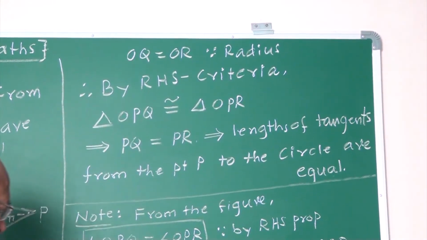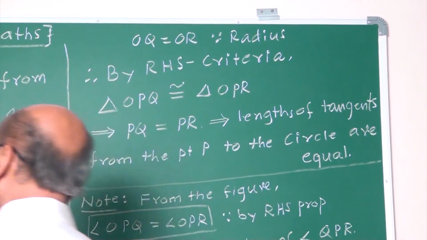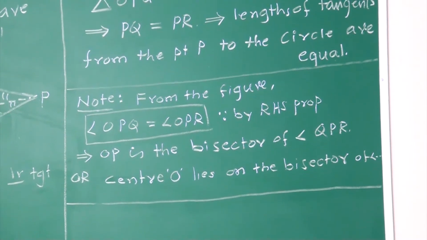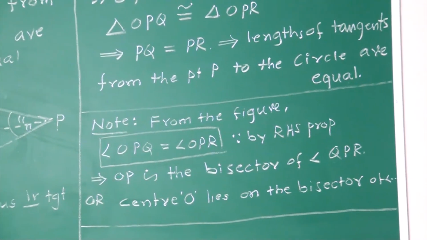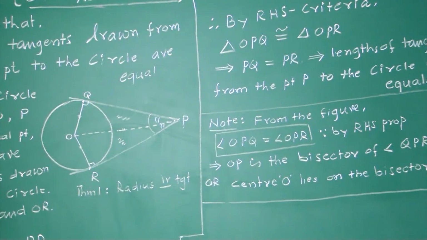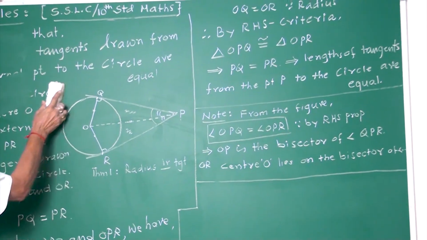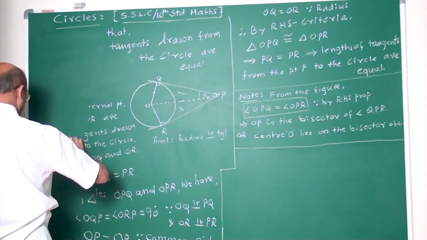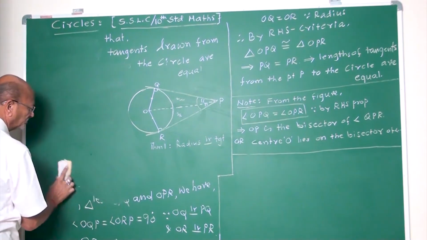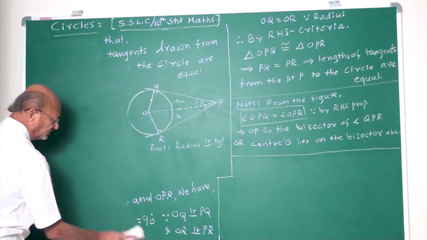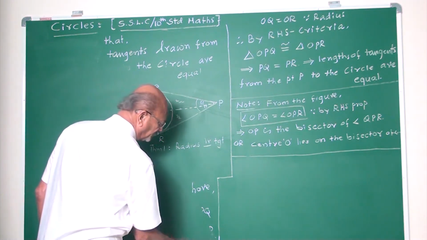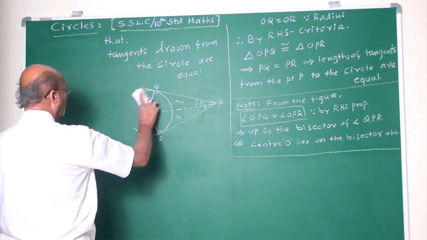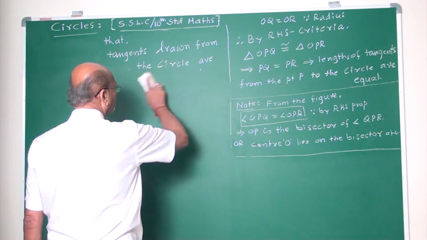Yes, my friends. Quick. Now I do the examples from the exercise. Exercise 4.1 means the examples based on theorem number 1. Exercise 4.2 are the examples based on theorem number 2: the lengths of the tangents drawn from the outside point to the circle are equal.